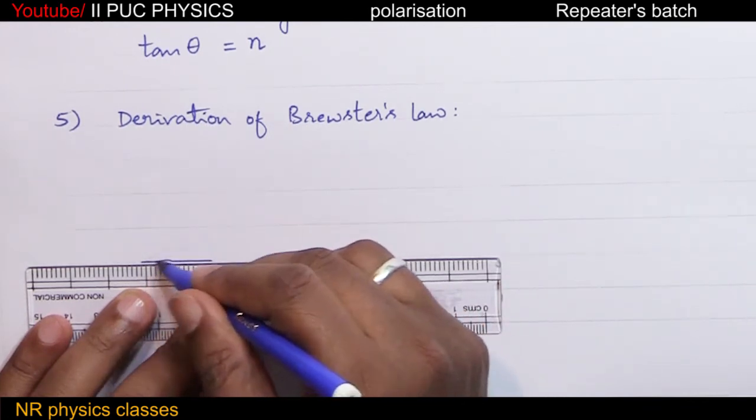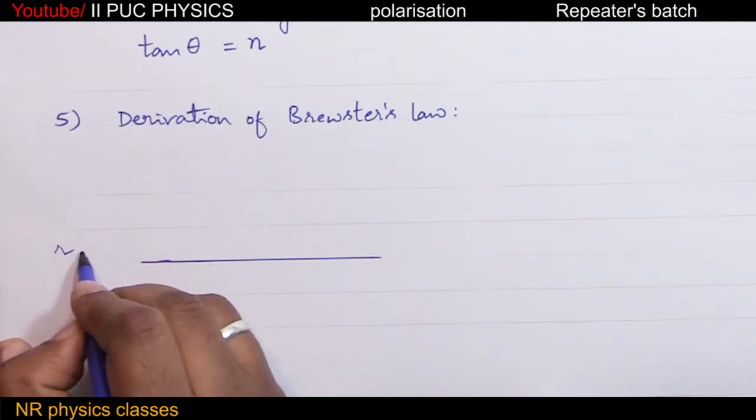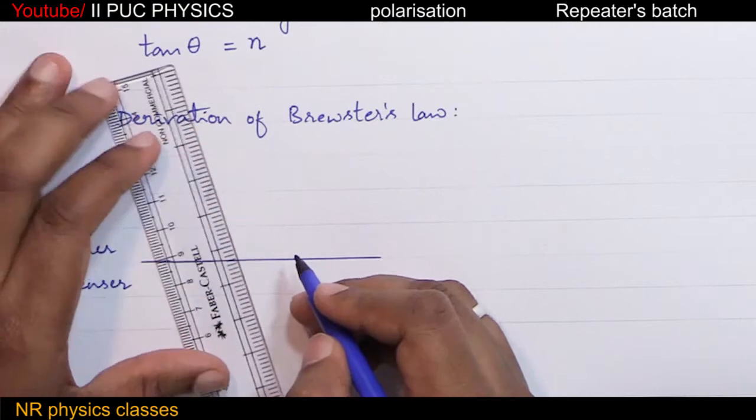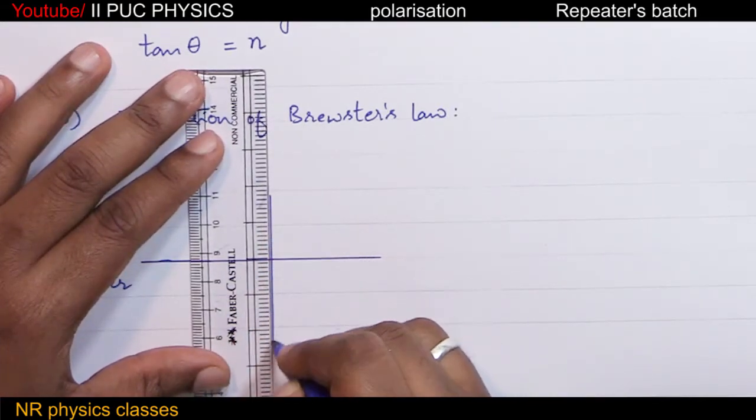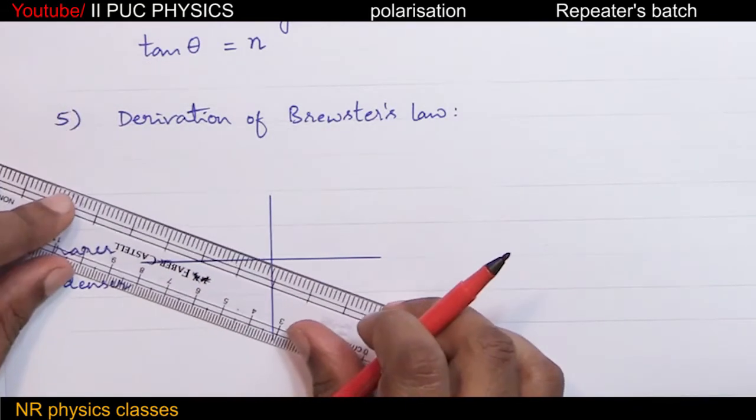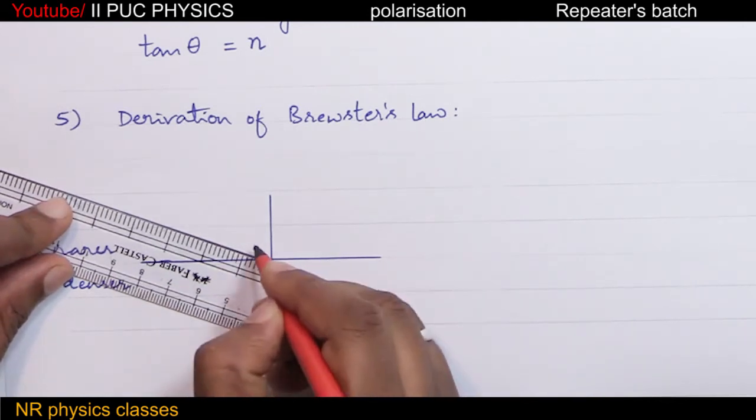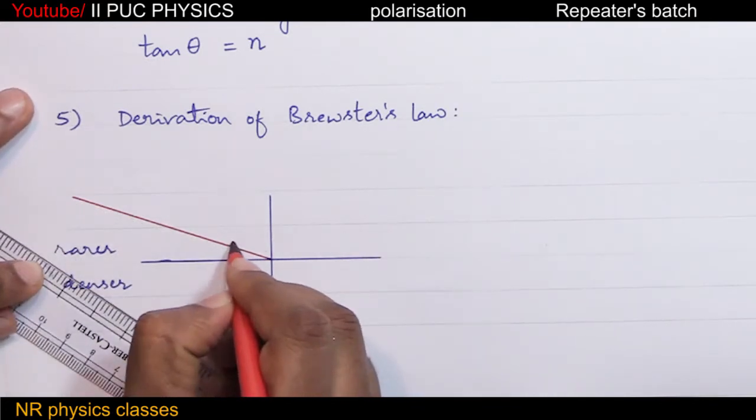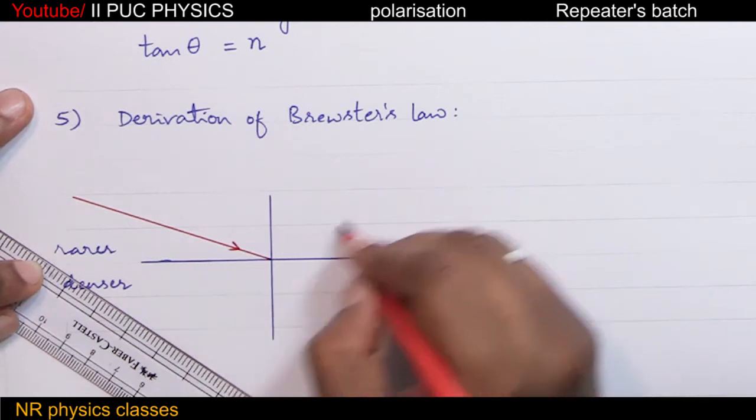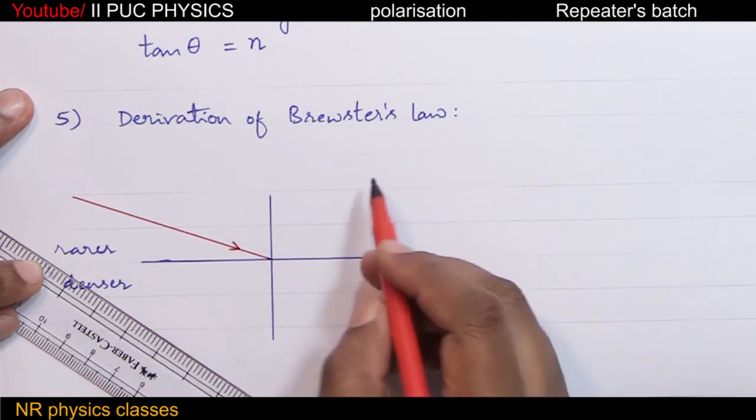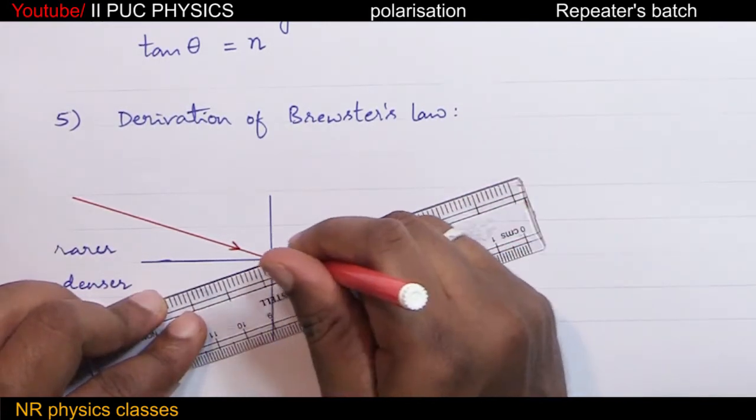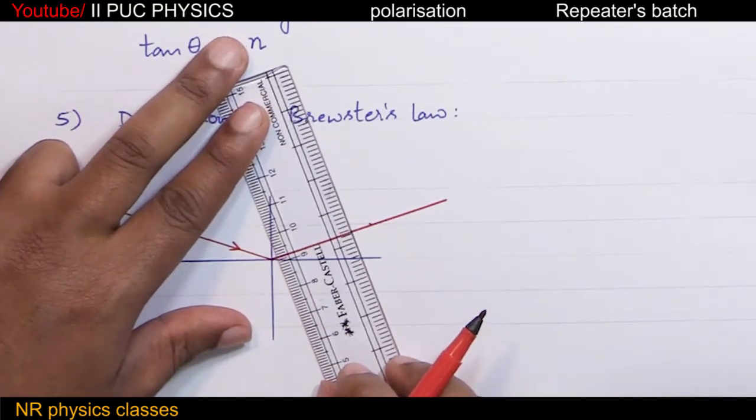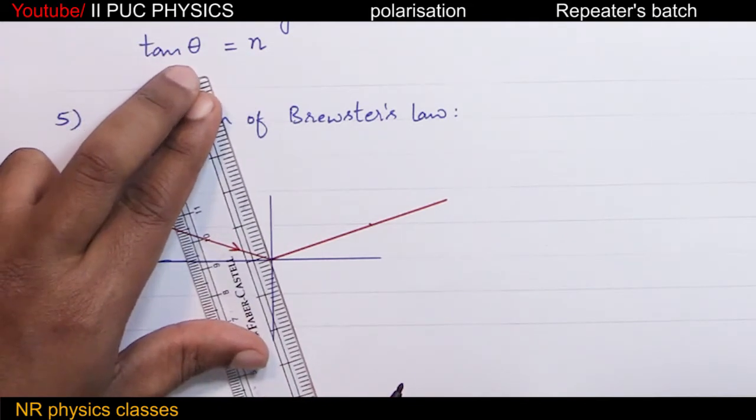This is an interface separating rarer and denser media. Normal drawn at the point of incidence. Students, make sure that this angle of incidence is greater than 45 degrees. Okay. So this is the incident plane polarized light. There should be a reflected component. This is the reflected ray. Here this angle equals this angle, and make sure that the refracted ray is perpendicular to the reflected ray, like this.